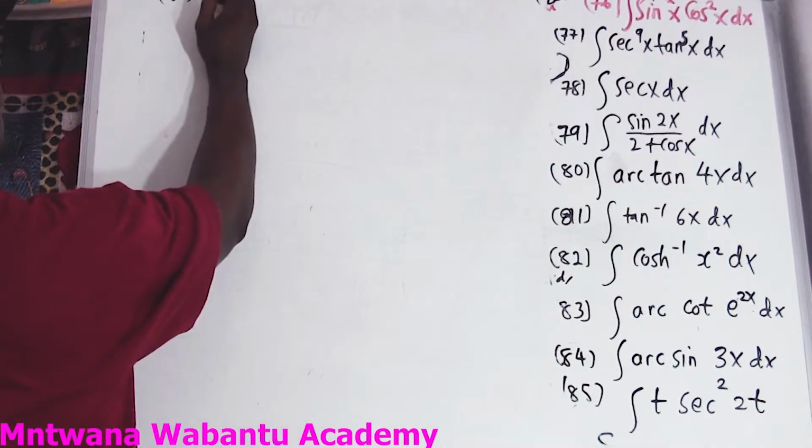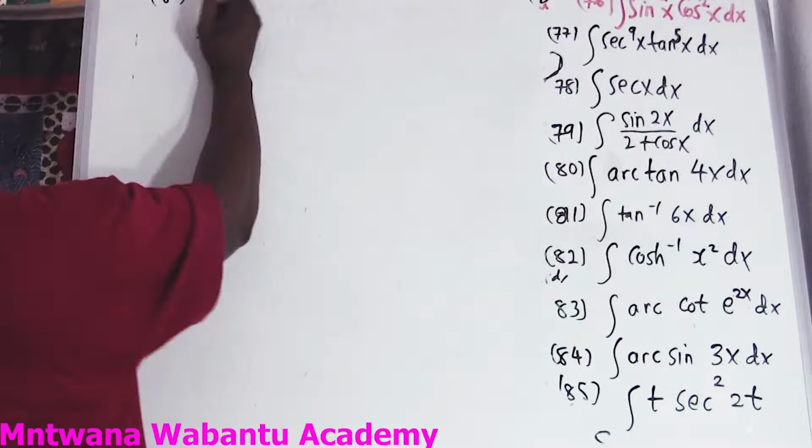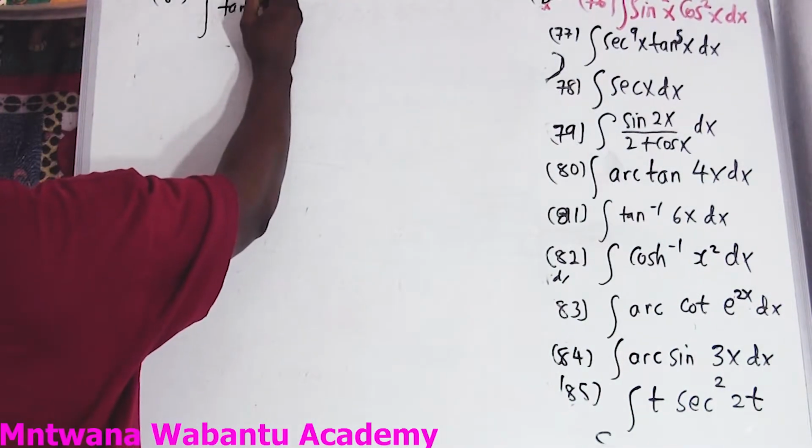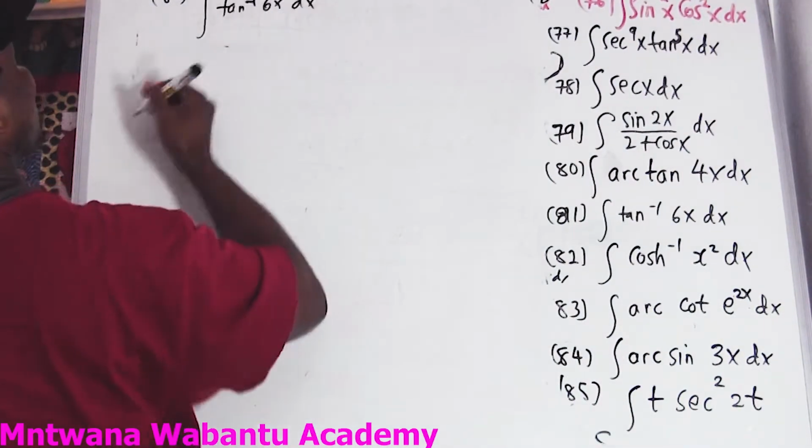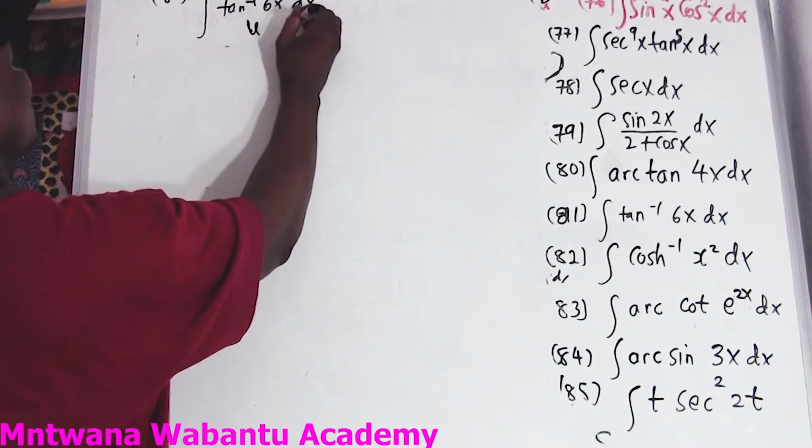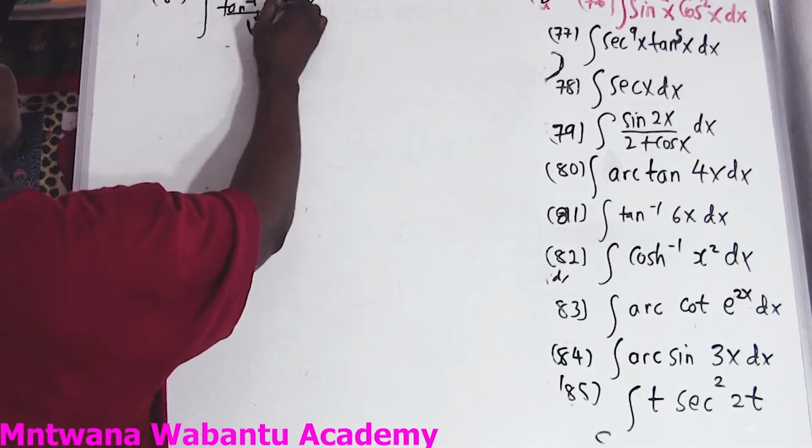So I'm going to know this is going to be integration by parts. The integral of tan inverse x dx. I know this is going to be by parts, where this is going to be u, and this is going to be dv. So this is u and this is dv.